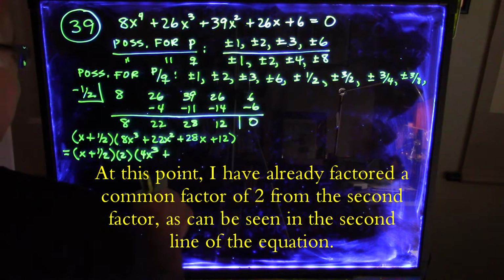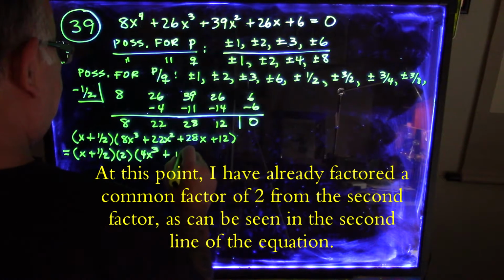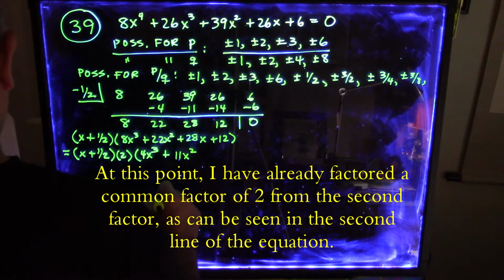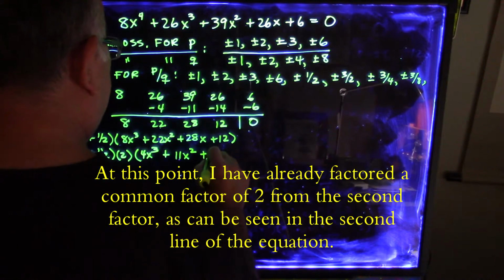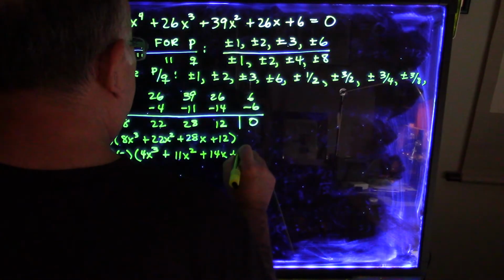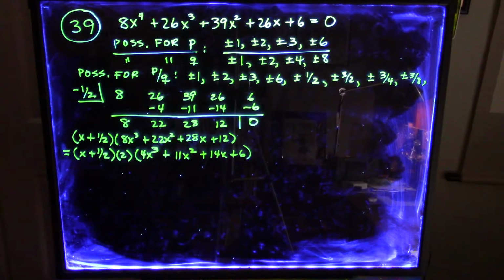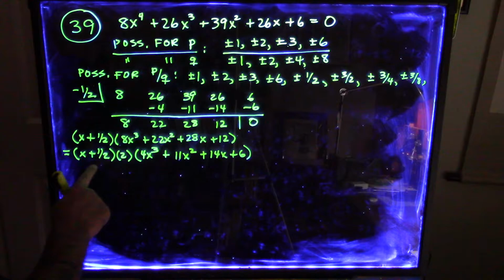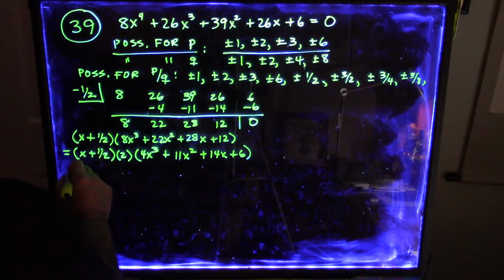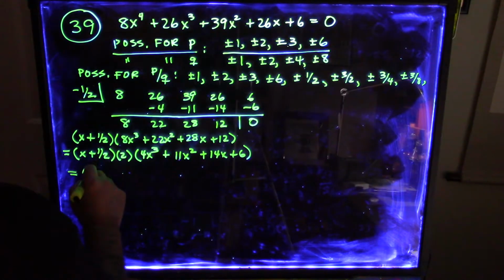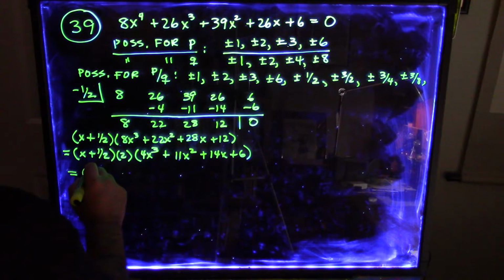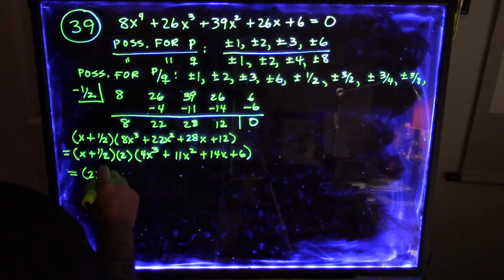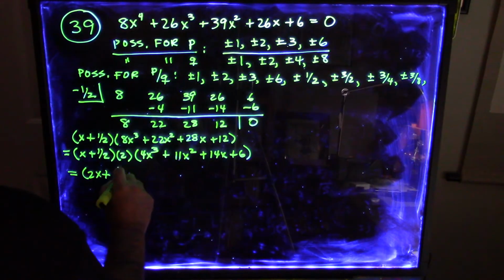Okay, so we've got 4x cubed and 22x squared, that's 11x squared. And then 14x and 6. Alright. Now what you can do is take this 2 and multiply it by the first factor. Kind of get it out of the way, so to speak. 2 times x is 2x. 2 times a half is 1.